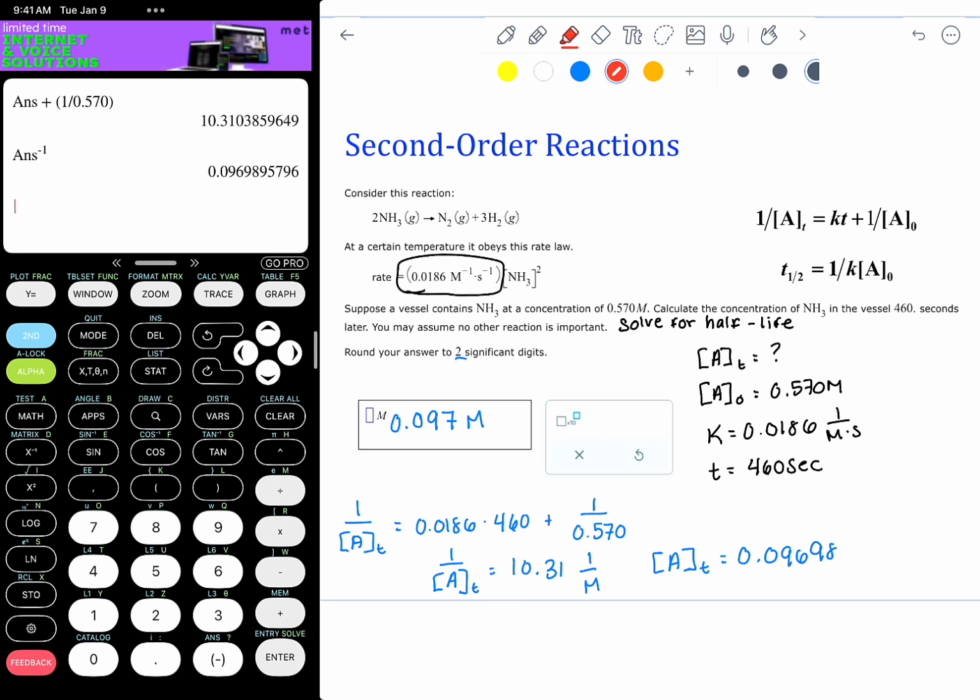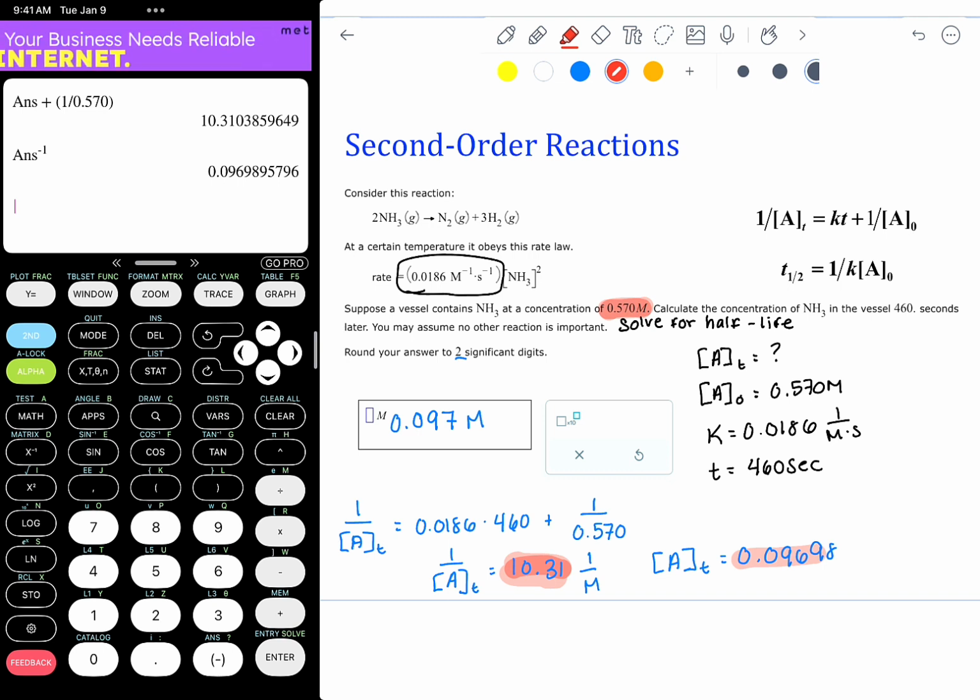And again, we can use our concept of does that concentration make sense? We know that our concentration at a later time is always going to be smaller than the initial concentration. So the initial concentration is 0.570 and the final concentration is 0.097, which is smaller than the initial concentration. If you forgot to invert and you put this as your answer, you can also stop and think, does that make sense? Would it make sense that my concentration went from 0.57 all the way up to 10.3? No, that wouldn't make sense if I'm using up my reactant NH3, therefore decreasing its concentration. So always use your number sense to double check your answers.